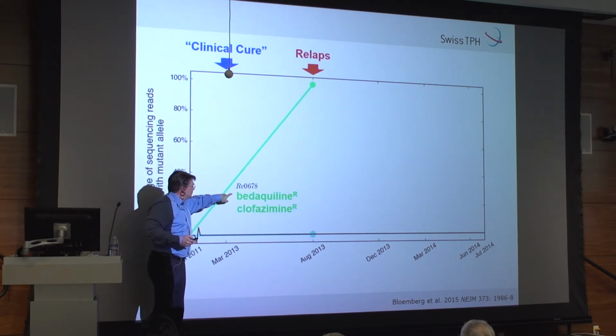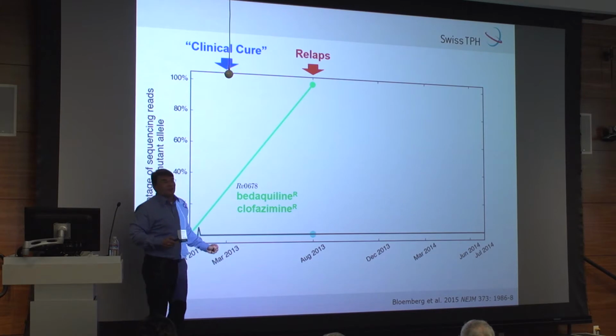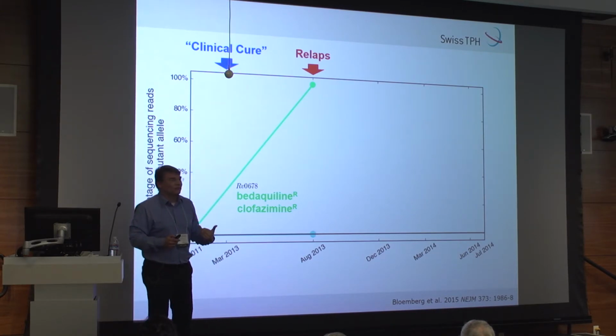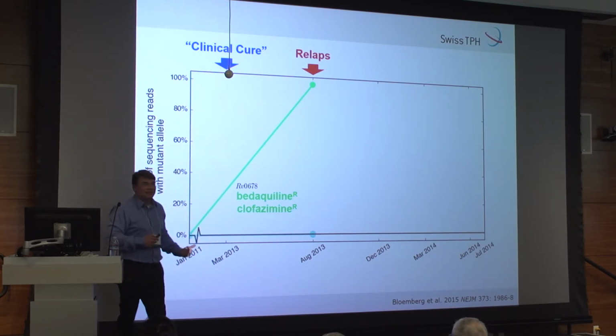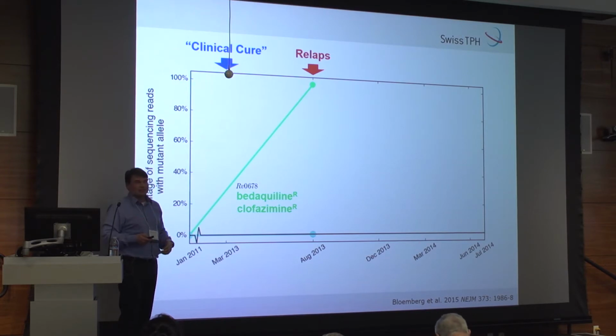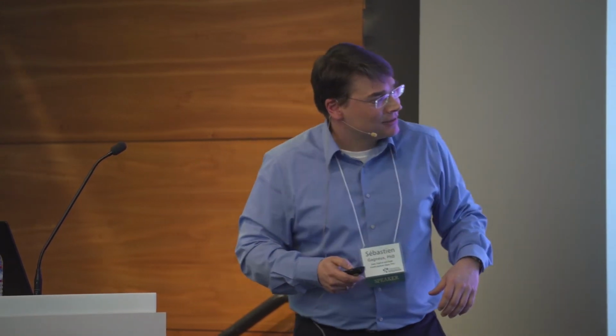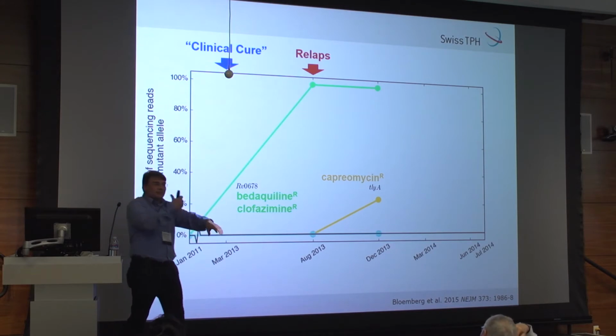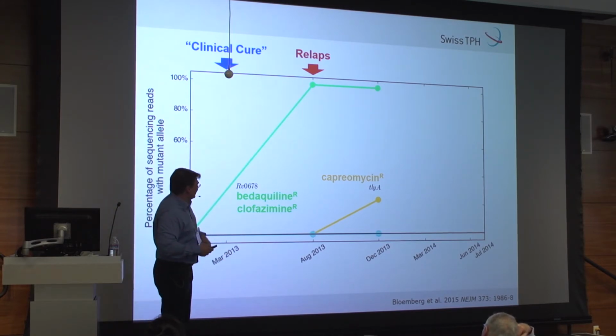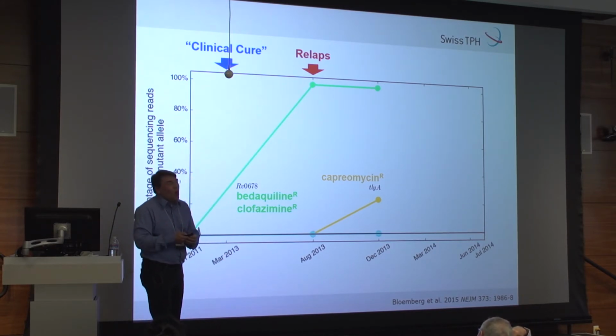This resistance mechanism also confers cross-resistance to clofazimine, which is a very old drug which is used to treat leprosy, and now is repurposed to treat multi-drug-resistant tuberculosis. Of course, at the time, again, something had to be done, so the clinicians tried to treat. Capreomycin, an injectable drug, was added. There were some other drugs clinicians were hoping might still be working.